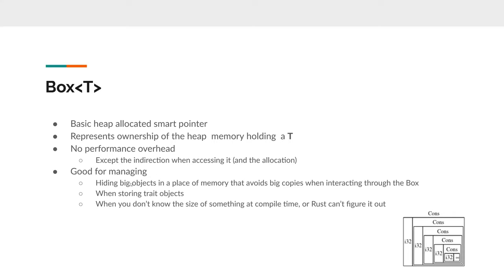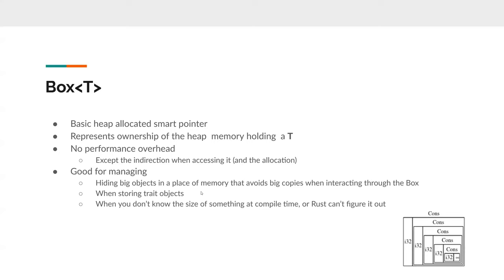It's good for managing big objects in a place of memory, because you can hide that big object behind the pointer. So when you move it around, you only move the small pointer, that's 8 bytes, around. And you keep the big object stored at one place in memory, so it never has to move, which is a lot faster than moving it around every time.